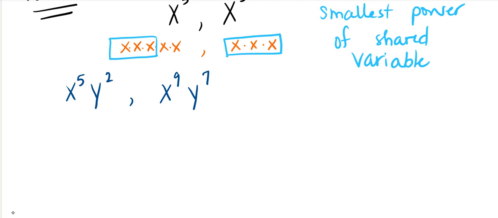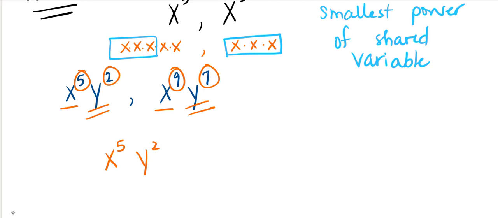So first thing I check is that both of the terms already have both variables. So do they both have an x? They do. So when I look at the x, which is the smaller of the powers for that shared variable? 5. Do they both have a y? They do. Which variable has the smaller power? Y squared. This is my GCF.